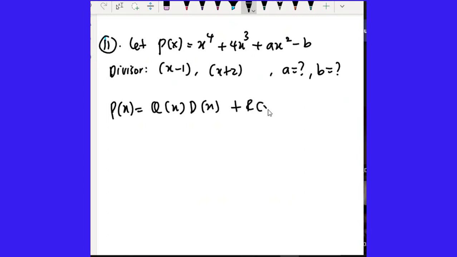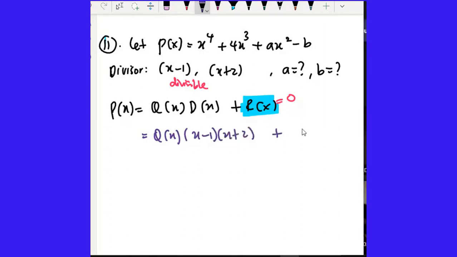Okay, ini kalau divisible by, divisible by ni maknanya ini 0. Ini makna 0. Maknanya kalau kita substitute dalam ni, P(x) yang ini, Q(x) tak tahu, D(x) dia ini x plus 2 plus 0 macam tu.